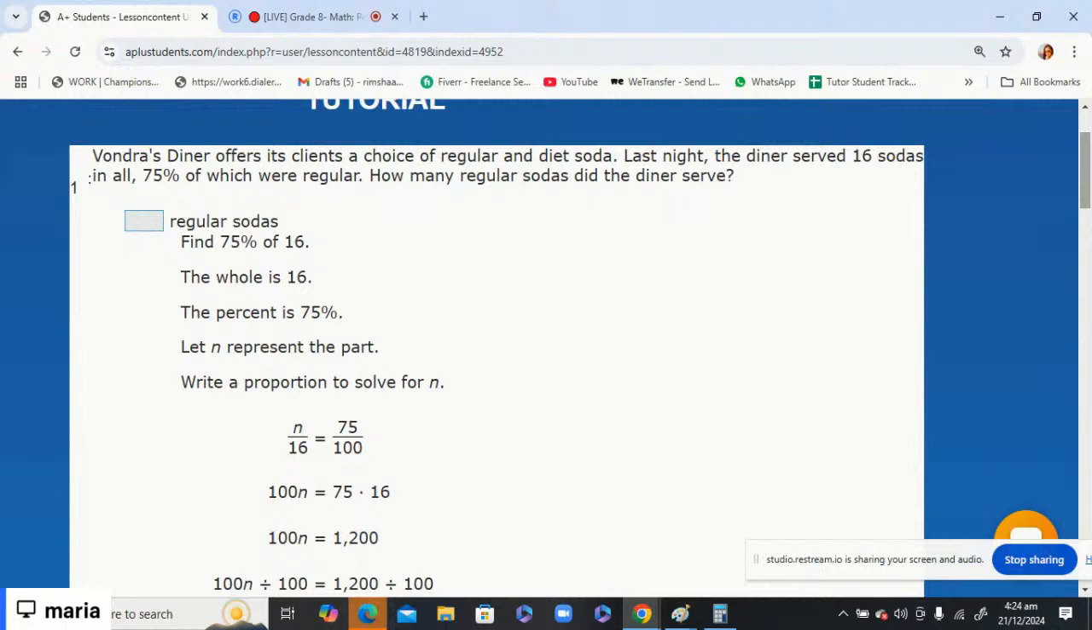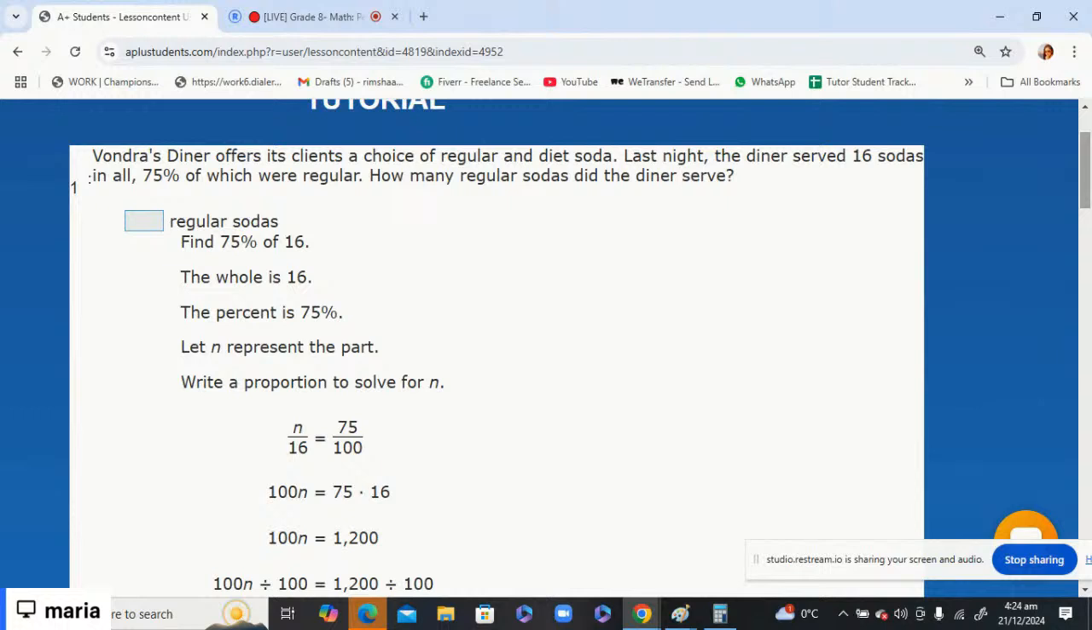In the first question they are saying the Vondra's diner offered its clients a choice of regular and diet soda. Last night the diner served 16 sodas in all. How many total? How many is the whole? This is 16. 75% of which were regular. How many regular sodas did the diner serve?